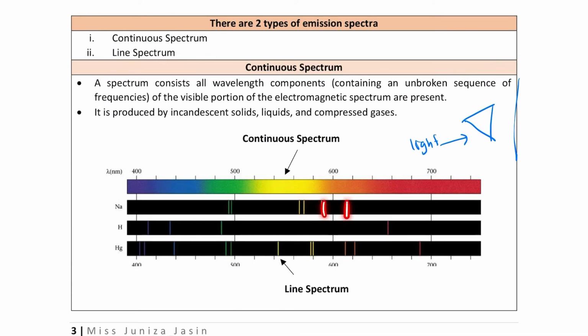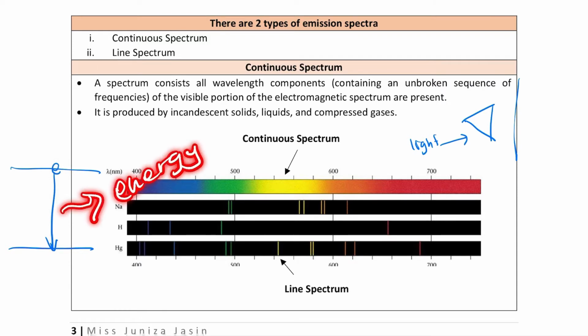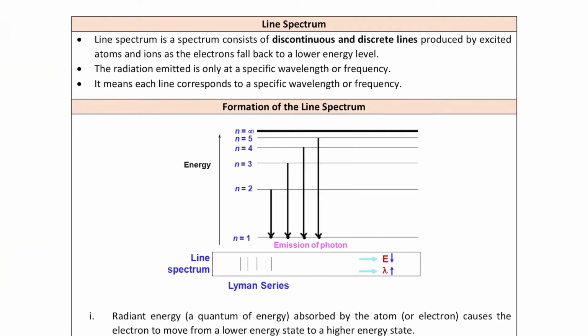And macam mana line ni terhasil? Line ni terhasil apabila electron from a higher energy level fall to lower energy level. Okay. So bila electron fall kan kita dah belajar, dia akan release energy in the form of light. Okay, so energy in the form of light tu kan ada specific frequency and wavelength. So itulah yang menghasilkan line ni. Right, then next dia kata the radiation emitted is only at specific wavelength or frequency. Ya, saya dah cakap tadi. It means each line corresponds to specific wavelength or frequency.